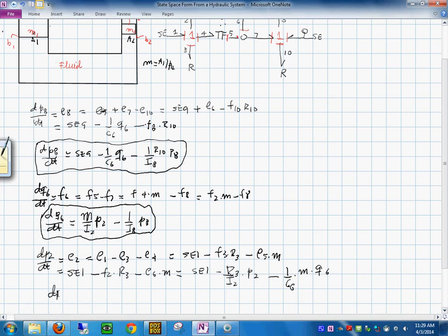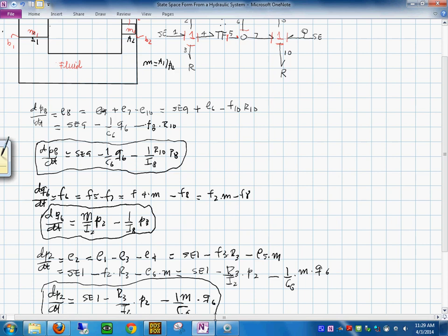This is the third equation. dP sub 2 dt is going to be SE1 minus R sub 3 over I sub 2 times P sub 2 minus 1 over C sub 6 times M times Q sub 6. And that's equation number 3.